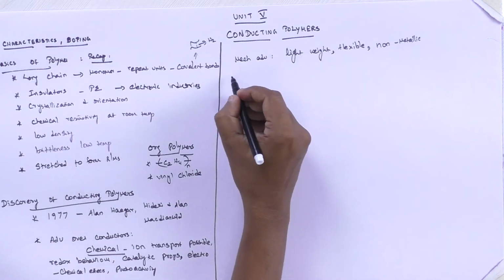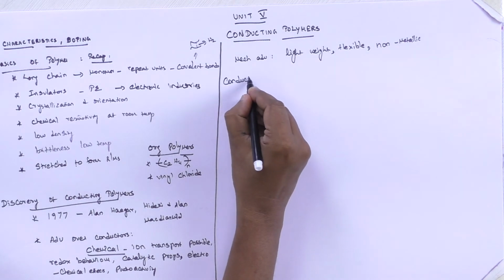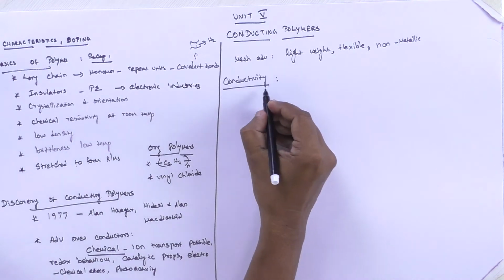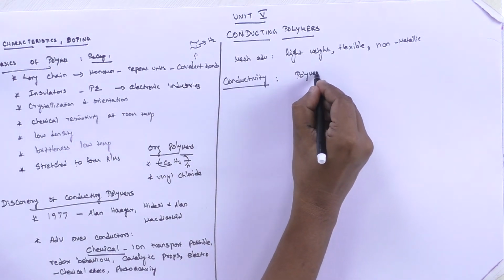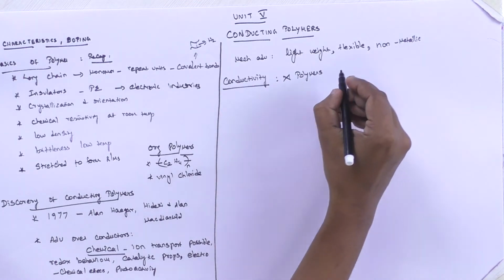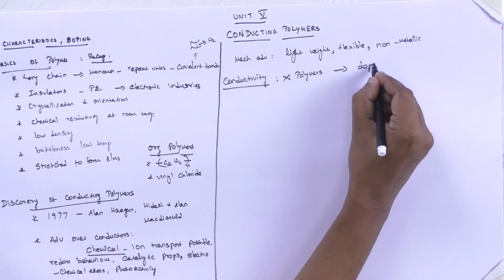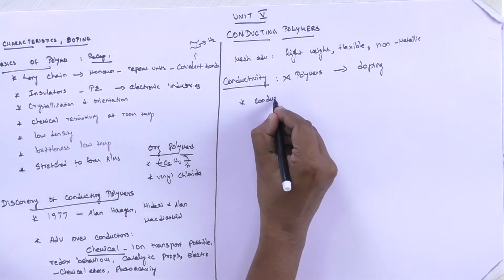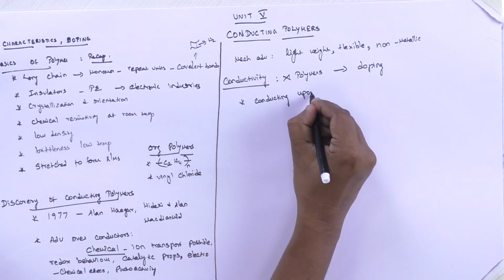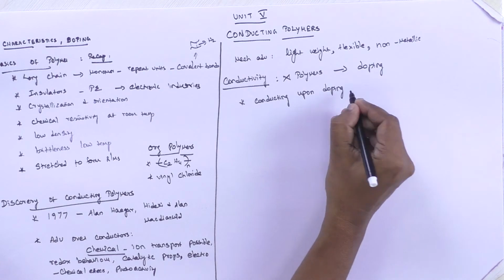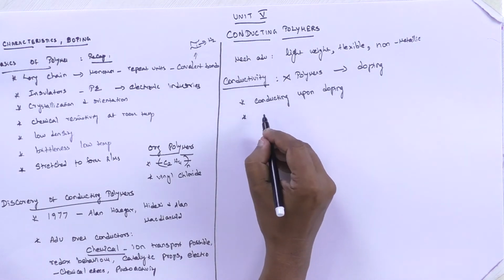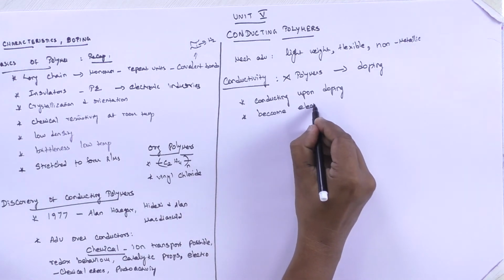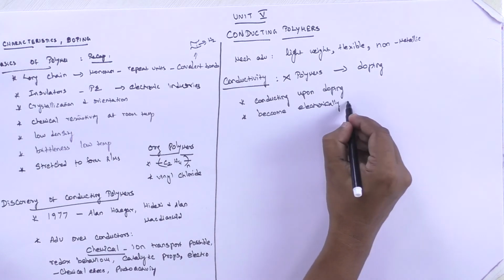And if you see the conductivity of a polymer, generally polymers are non-conductive, they are not conductors at all, but they can become conductors by doping. So, the first important point here is that polymers become conducting upon doping. The second is they become electronically charged.